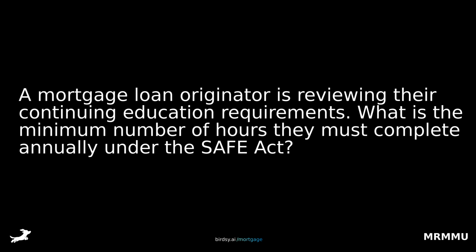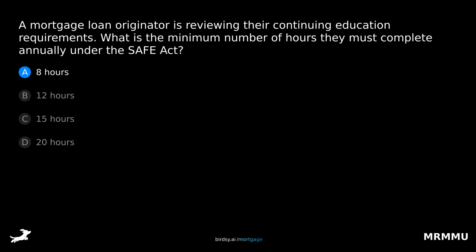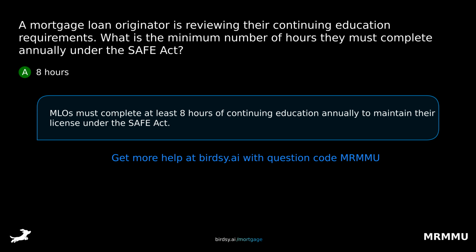A mortgage loan originator is reviewing their continuing education requirements. What is the minimum number of hours they must complete annually under the SAFE Act? Is it A, 8 hours, B, 12 hours, C, 15 hours, or D, 20 hours? The answer is A, 8 hours. MLOs must complete at least 8 hours of continuing education annually to maintain their license under the SAFE Act.